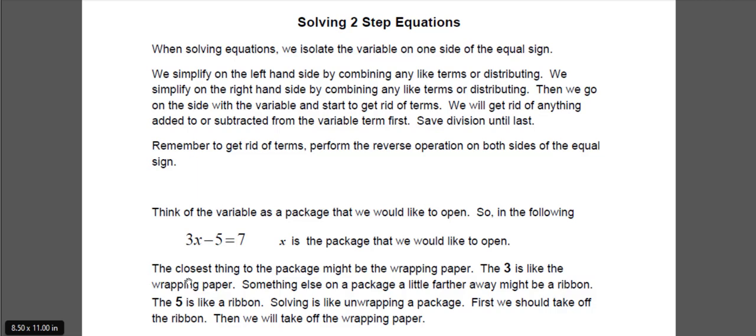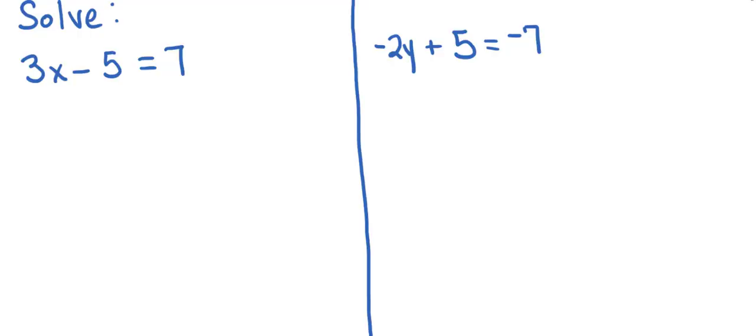So if we're solving, it's like unwrapping a package. So you go to the package and would take off the ribbon first. And then last, we would take off the paper. So maybe that will help you remember the steps. I have a couple of equations here for us to solve that are two-step problems.